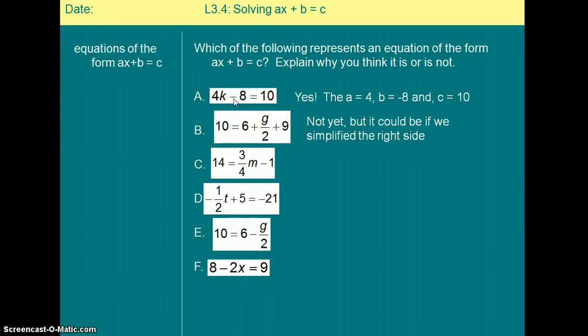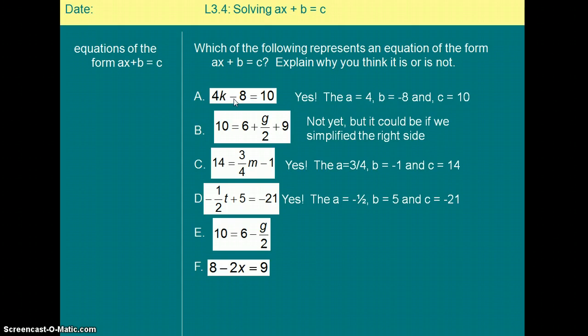Equation C, yes, it is of the form. Here our A, our coefficient, is equal to 3/4. Our B, the constant term, is equal to -1. And C, the value on the other side of the equation, is 14.